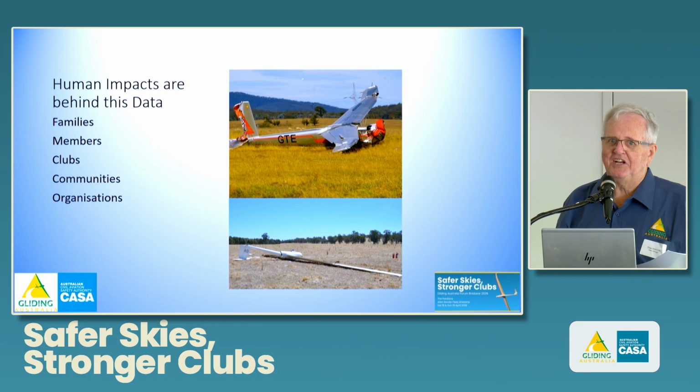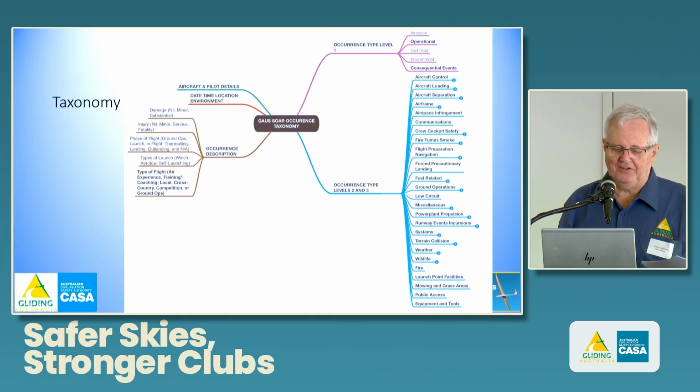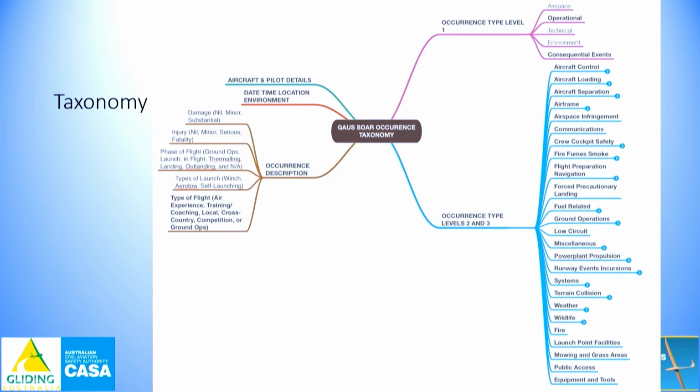Now, what we measure affects what we might be able to manage and control, and here's where we've got some issues about the design of what I call taxonomies. This is the system of how we analyse data. With SAW, we've got categories of damage and injury, the phase of flight, ground ops, thermaling, outlanding or whatever, types of launch, and then we look at different occurrence and accident types, which might be airspace, operational or airworthiness, etc.